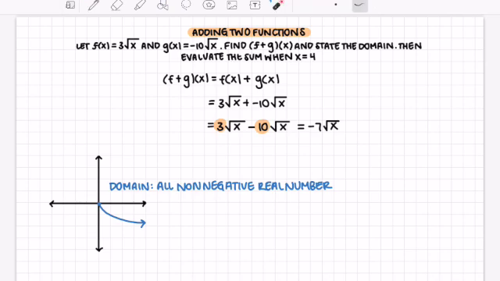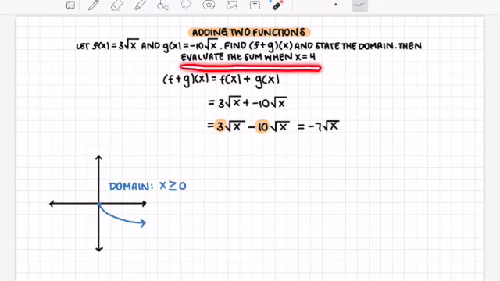And basically all that means is x is greater than or equal to 0. If you want to just write down x being greater than or equal to 0 instead, that works too. Either way works.